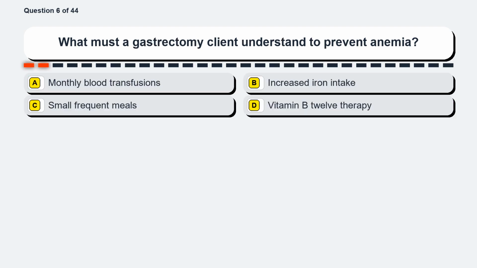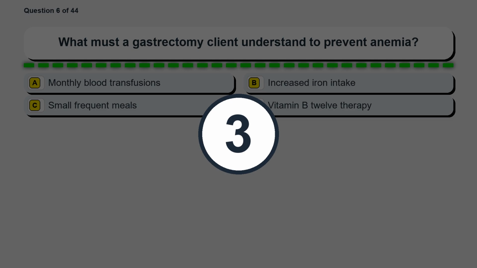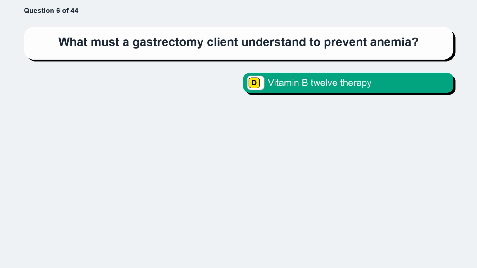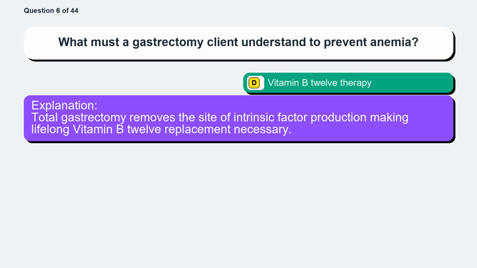Question 6. What must a gastrectomy client understand to prevent anemia? Option A, monthly blood transfusions. Option B, increased iron intake. Option C, small frequent meals. Option D, vitamin B12 therapy. The correct answer is option D, vitamin B12 therapy. Total gastrectomy removes the site of intrinsic factor production, making lifelong vitamin B12 replacement necessary.